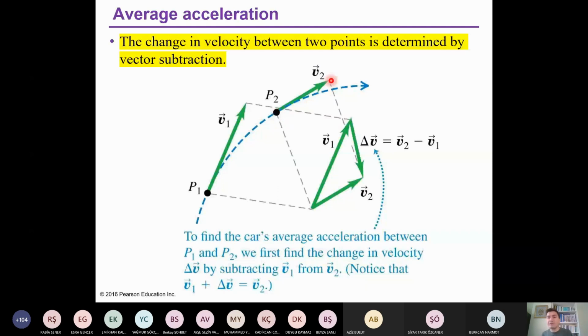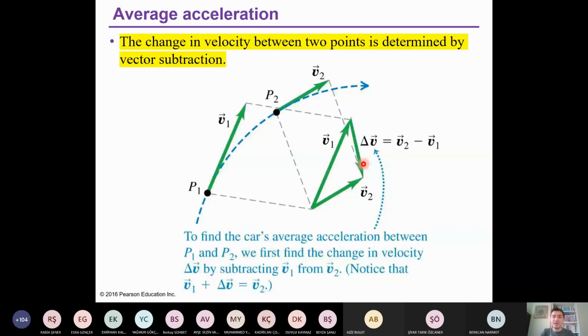Now I would like to calculate delta v. What is delta v? Remember the vectors, v2 minus v1. What is this? Vector subtraction. How to subtract vectors? In order to subtract vectors, you have to draw a vector here, and you have to put them tail to tail. This is v1, this is v2, and delta v is this one. Vector subtraction, v2 minus v1. So this is the direction of delta v.